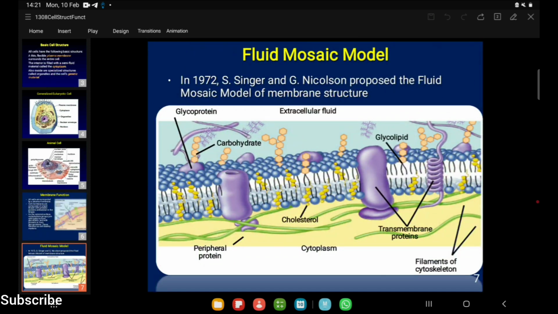Next is the fluid mosaic model. This is also a very important question for the NEET exam. In 1972, S. Singer and G. Nicholson proposed the fluid mosaic model of membrane structure. It contains extracellular fluid, intracellular fluid, transmembrane proteins, cytoplasm, cholesterol, carbohydrate, glycolipid, and glycoproteins.